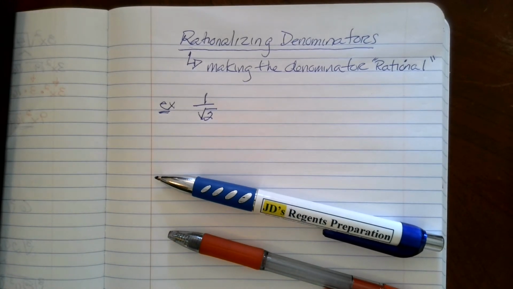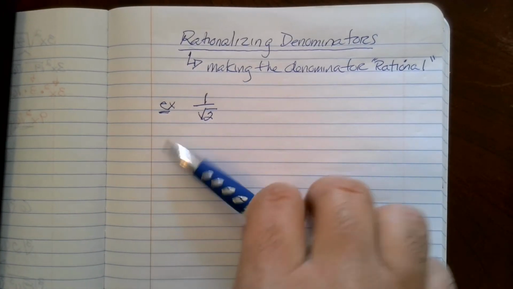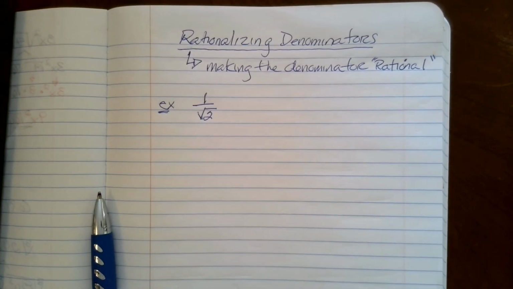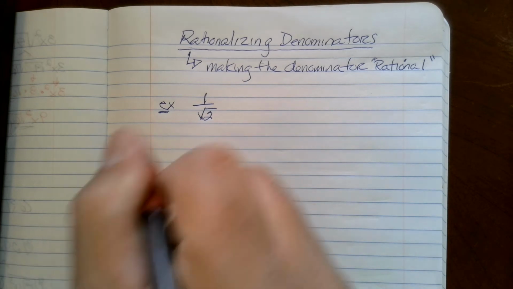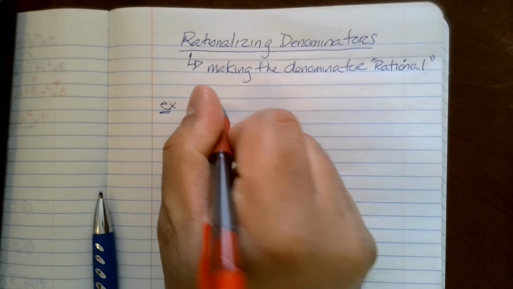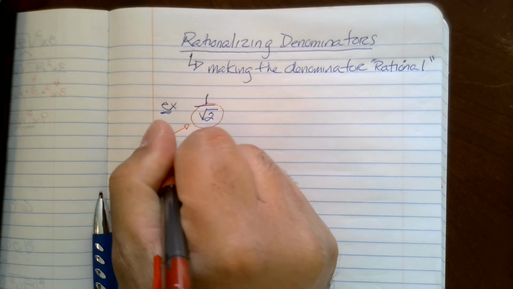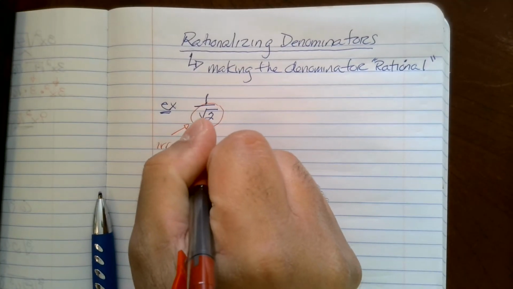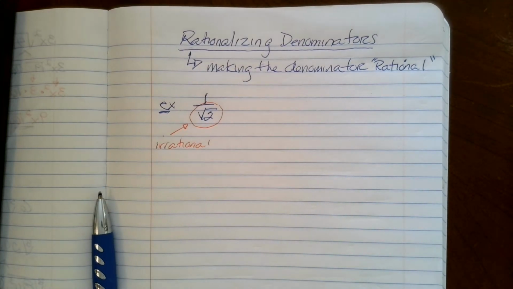Okay, we're going to talk about rationalizing denominators now, which means we want to make the denominator a rational value. Right now, in this first example, it says 1 over radical 2, or the square root of 2. So this value right now, the square root of 2, is irrational.